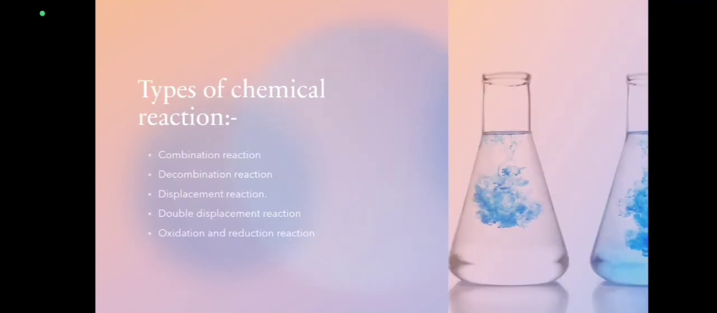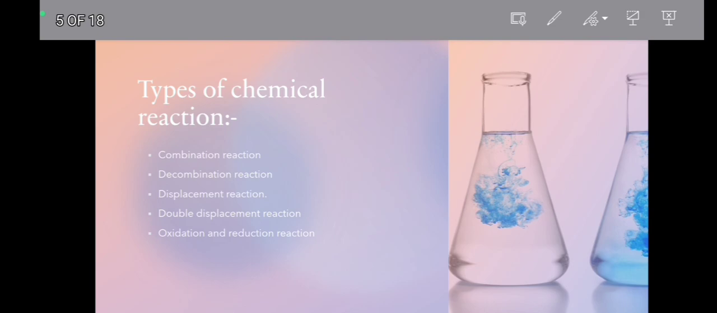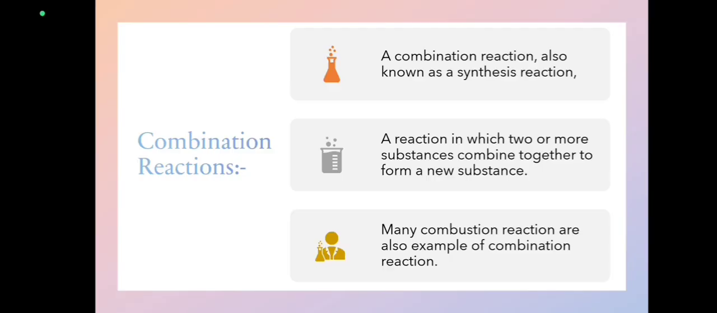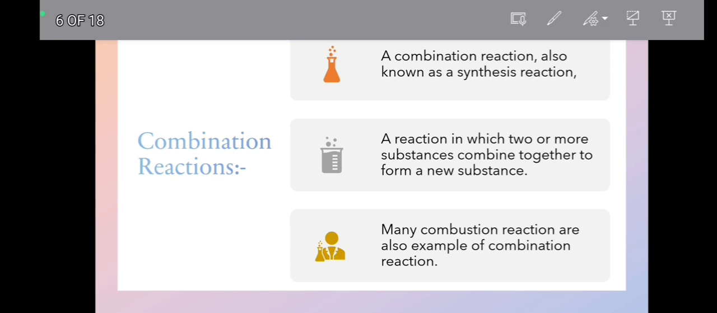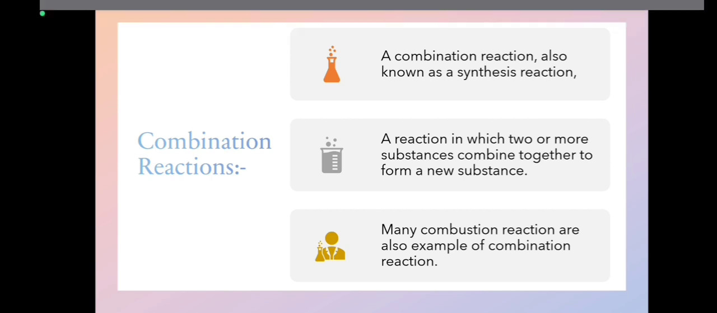Next are the types of chemical reactions: combination reaction, decomposition reaction, displacement reaction, double displacement reaction, and oxidation and reduction reaction. Firstly, combination reactions. A combination reaction, also known as a synthesis reaction, is a reaction in which two or more substances combine together to form a new substance. It is called a combination reaction.